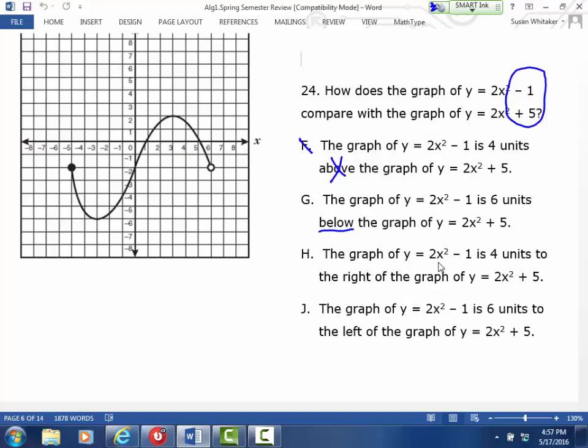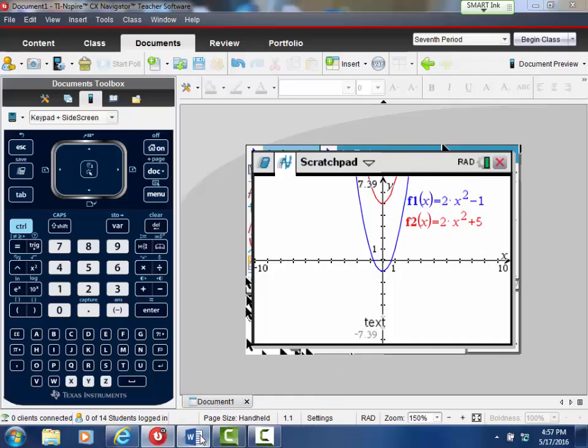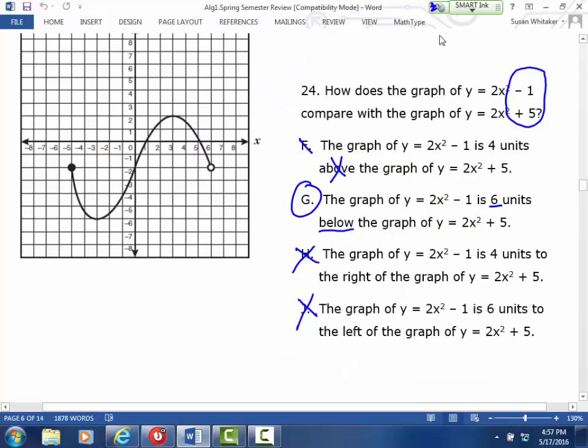The graph is to the right? Nope, it was not to the right, and it was not to the left. So this has to be my right answer. Let's check. Is it a 6 unit difference? Let's see. 1, 2, 3, 4, 5, and 6. So yes, that is true. All right, so G was our correct answer on 24.